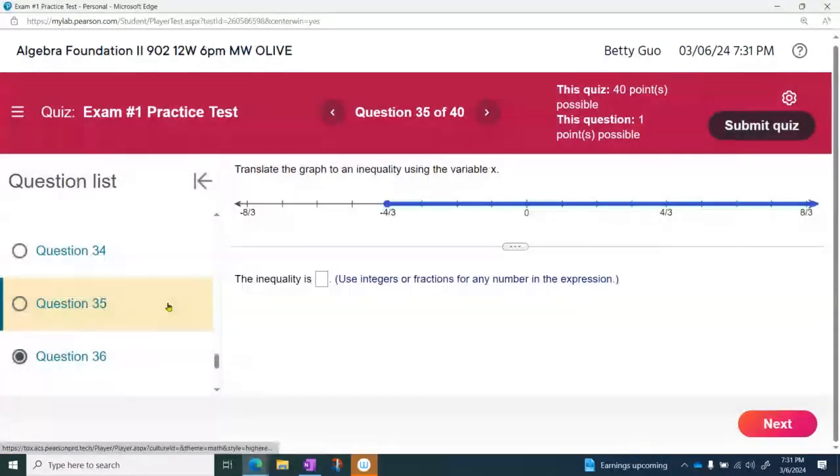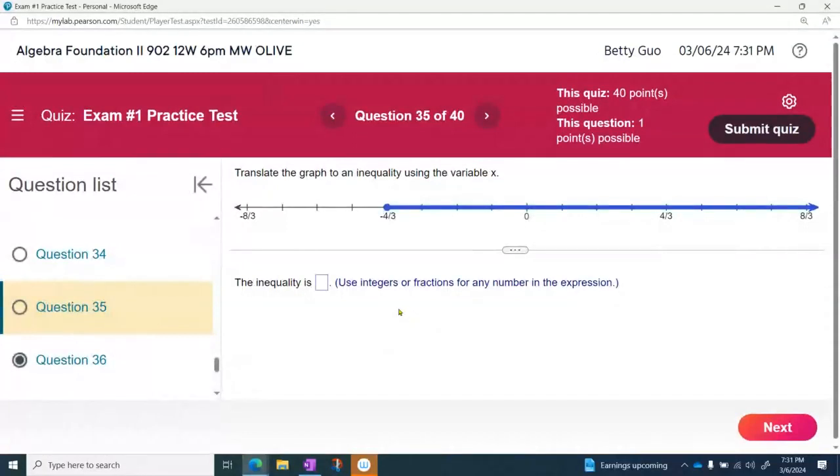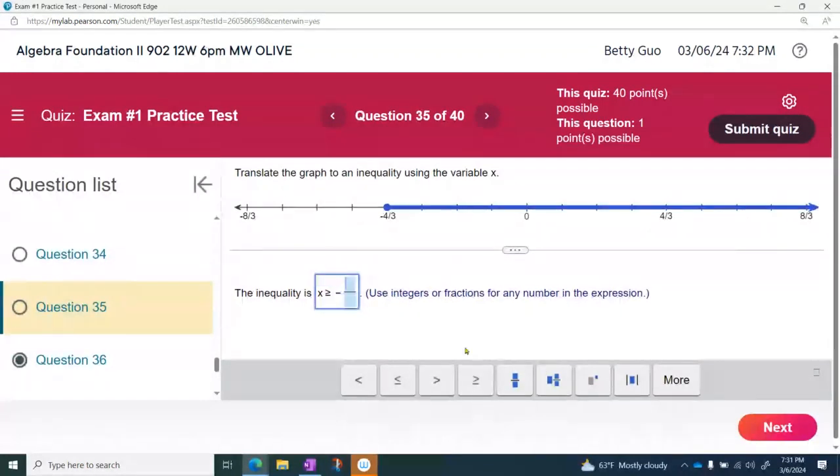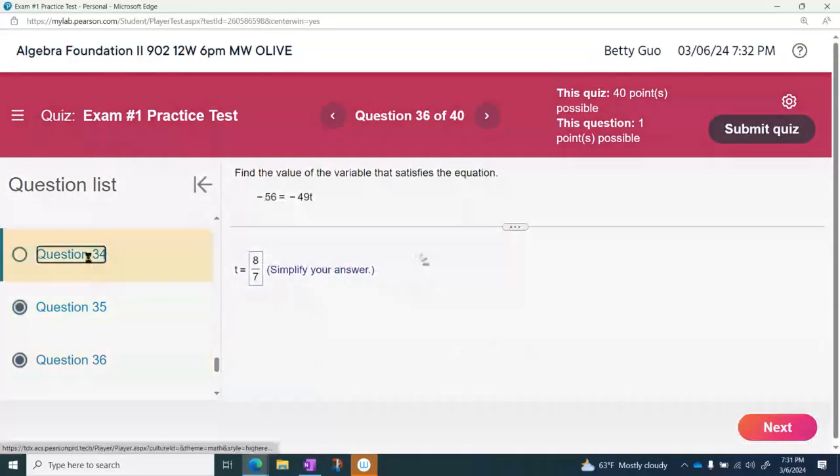Translate the graph to an inequality using the variable x. I would say this is x bigger than or equal to negative 4/3, because at -4/3 we have a solid dot. So it's bigger than or equal to. There's a bar under the symbol. All right, so that's that question. That's number 35.